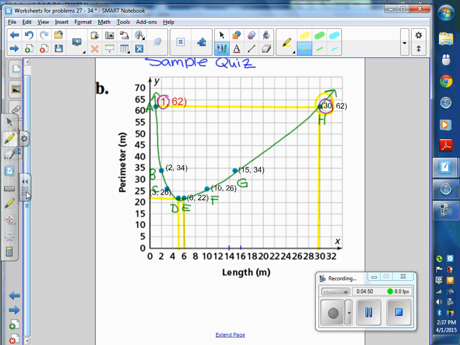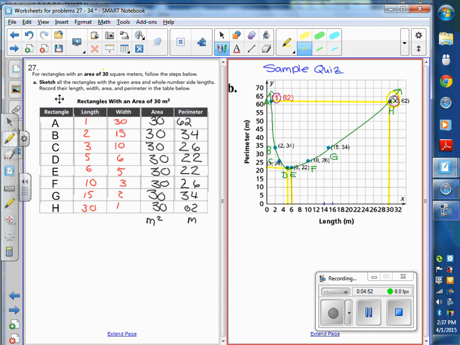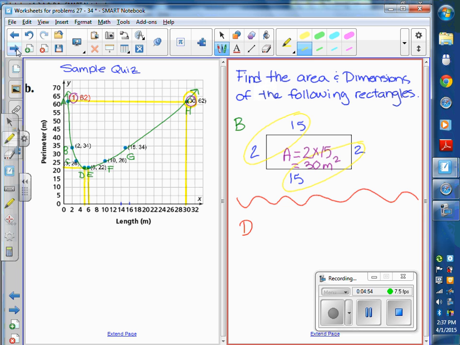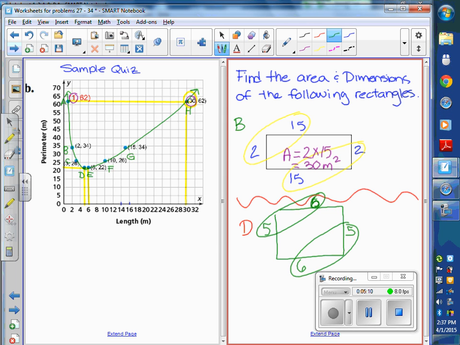Okay, so let's test it out. She says, if this is 5 and this is 6, first of all, I want to make sure that my perimeter matches with the graph. 5 plus 6 makes 11. 11 plus 11 makes 22. Okay? And the area is length times width, and it's 30.